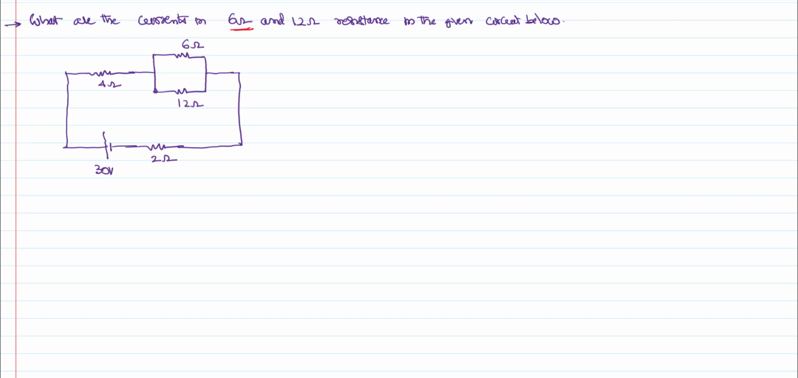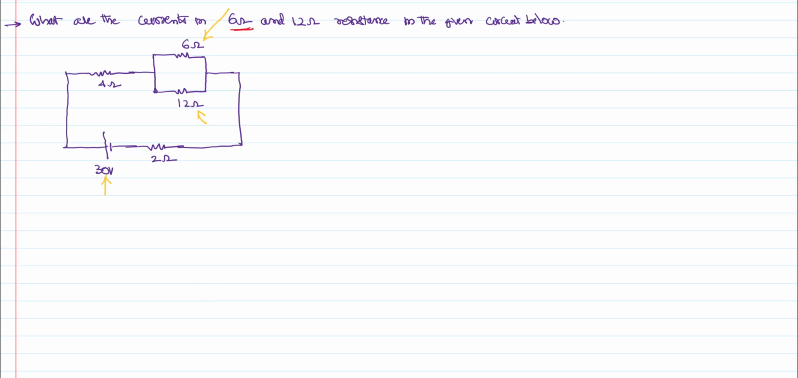In this problem, we want to find out what is the current passing through this 6 ohms and what's the current passing through this 12 ohms. That's the problem. Let's have a look at the problem. You can see there is a battery connected, which is a 30-volt battery.